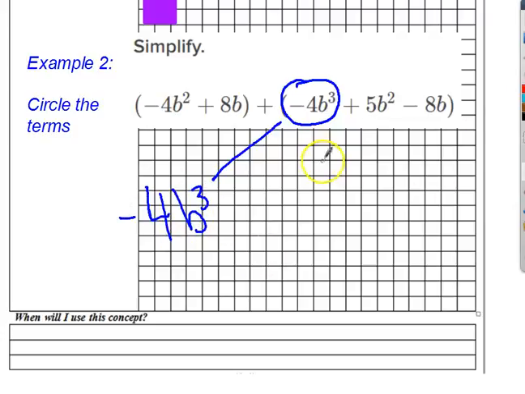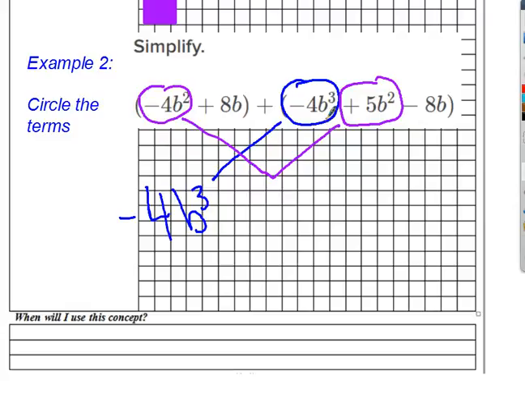All right, next highest exponent is a square. Who sees a square? A b squared. The first term. And I circled the sign, the coefficient, the base, and the exponent all together. That's one term. And Oksana, where's another b squared? And make sure it's positive. Keep the sign and the coefficient and the base and the exponent all together. And then I'm going to put a V shape underneath those. And I've got negative 4 and positive 5.